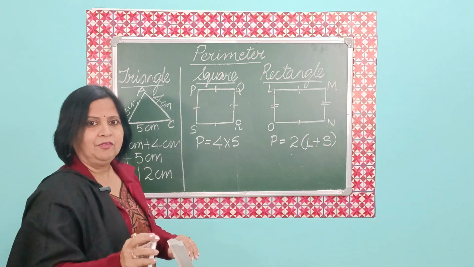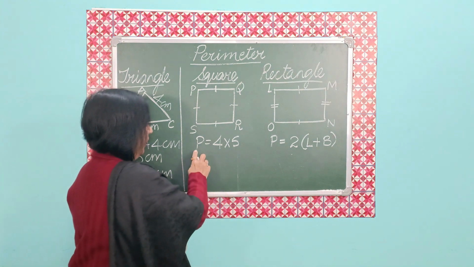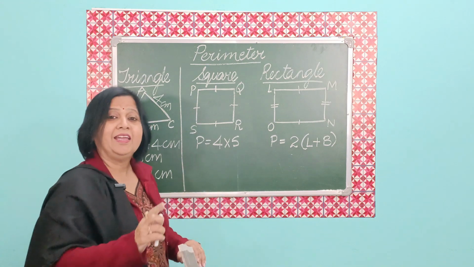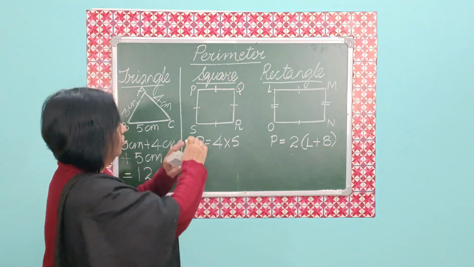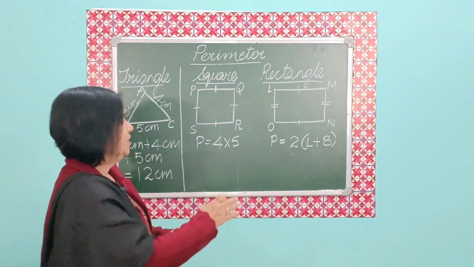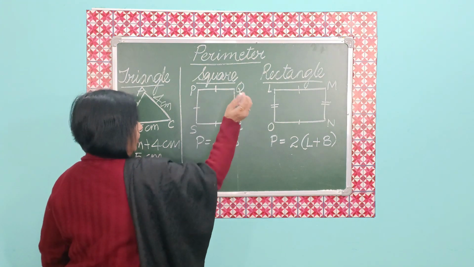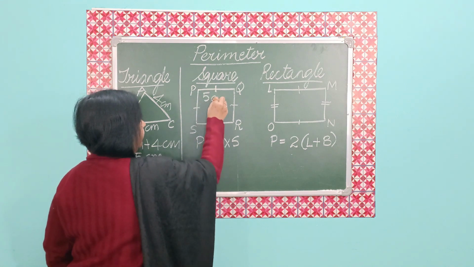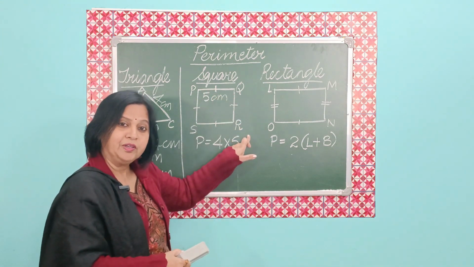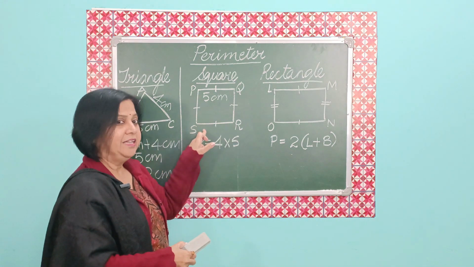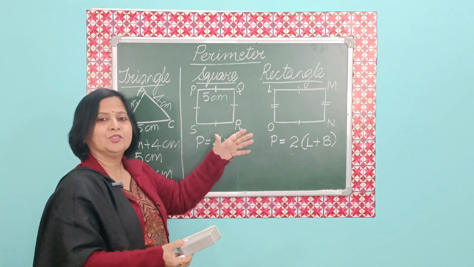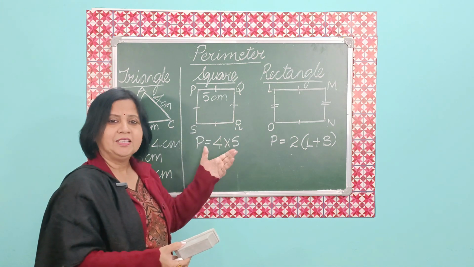Now let us look at the square. In a square we have a formula. Perimeter of the square is equal to 4 multiplied by S, and S stands for side. So whatever is the measurement of the square, that's side. Suppose this is 5 centimeter. Now if PQ is 5 centimeter, QR also will be 5 centimeter, RS also will be 5 centimeter and SP also will be 5 centimeter because the square has got all four sides equal.